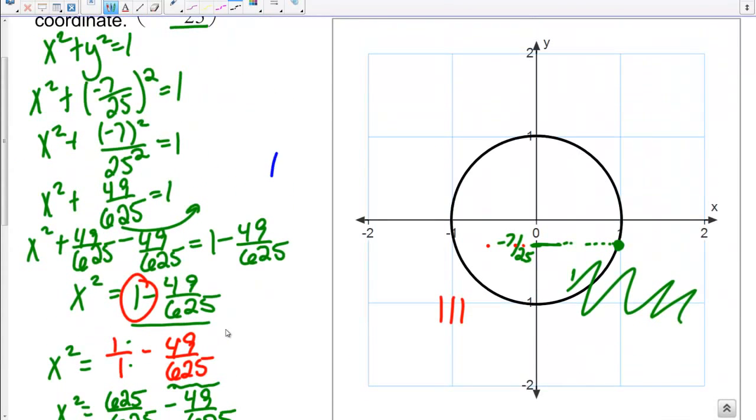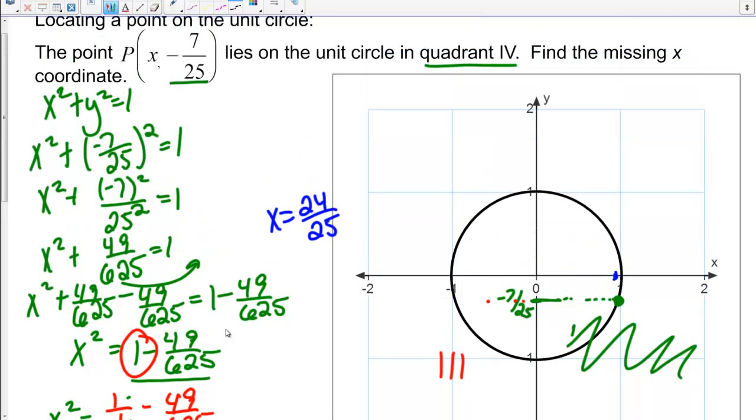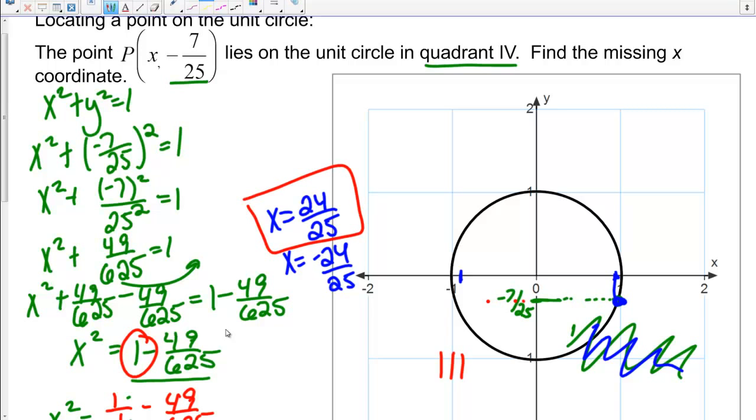So remember that x is 24 over 25. Or if we had negative, that would be about here. So if we want to lie in the fourth quadrant, right here, we want to have positive values. So that tells me that x is 24 over 25.